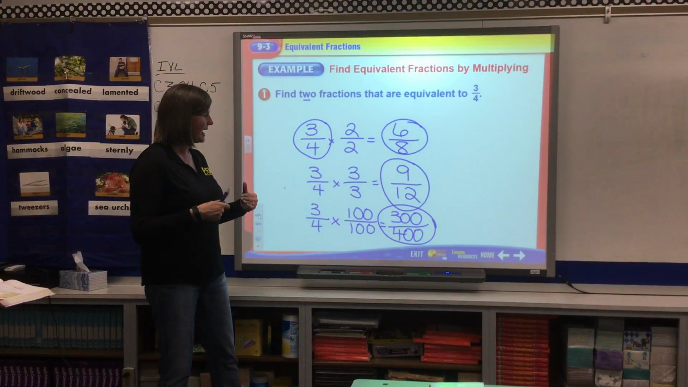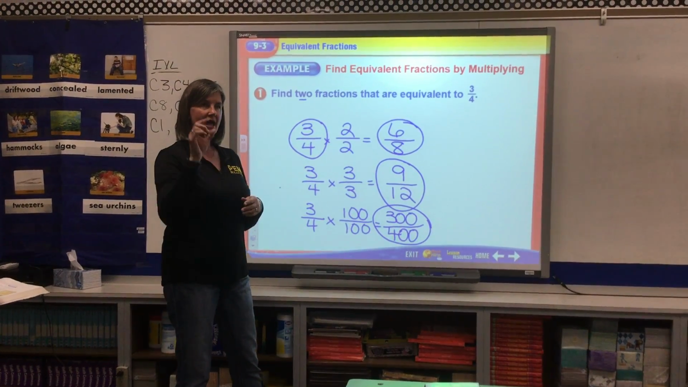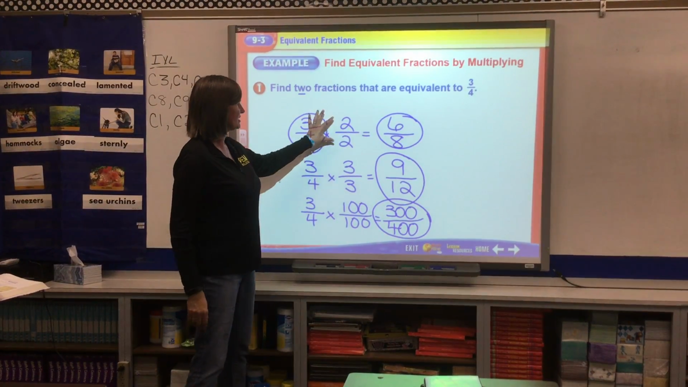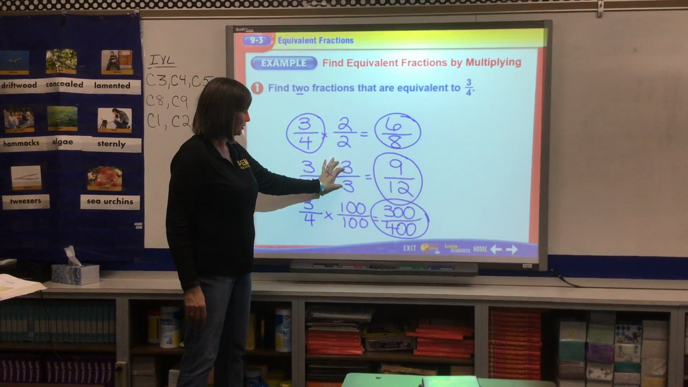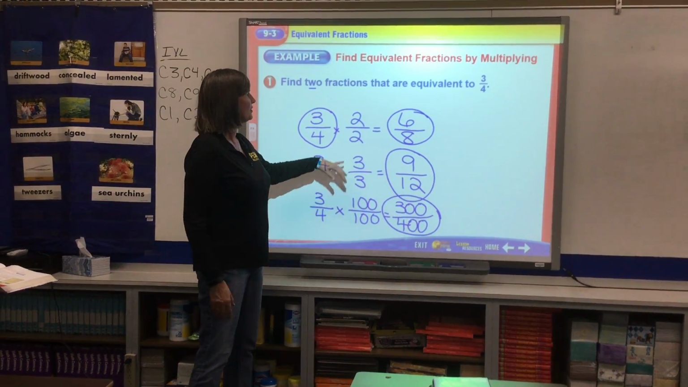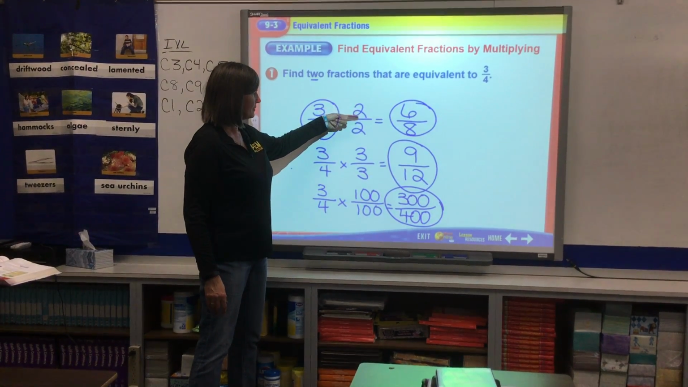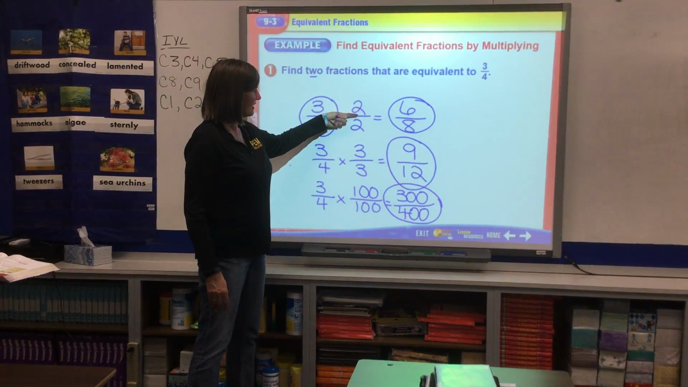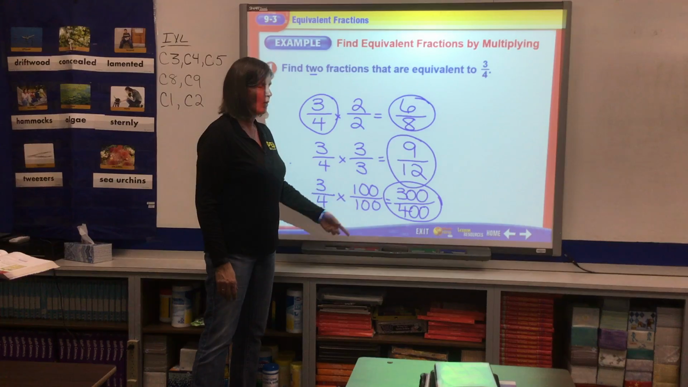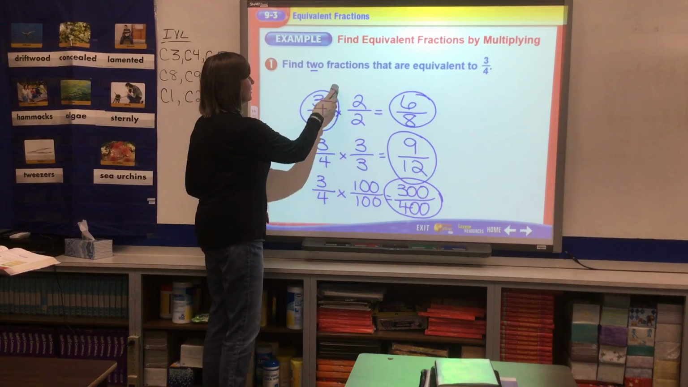It just comes back to the basic rule. Pick a number, whatever you decide to multiply that fraction by, the top number and the bottom number have to be the same, because that is an equivalent of 1. 2 over 2 is equivalent to 1, 3 over 3 is equivalent to 1, and 100 over 100 is equivalent to 1. We know they are because this little fraction bar right here means divide. It's always the top number divided by the bottom number. So 2 divided by 2 equals 1. 3 divided by 3 equals 1. 100 divided by 100 equals 1. So we're not changing its value. That's why they are called equivalent.